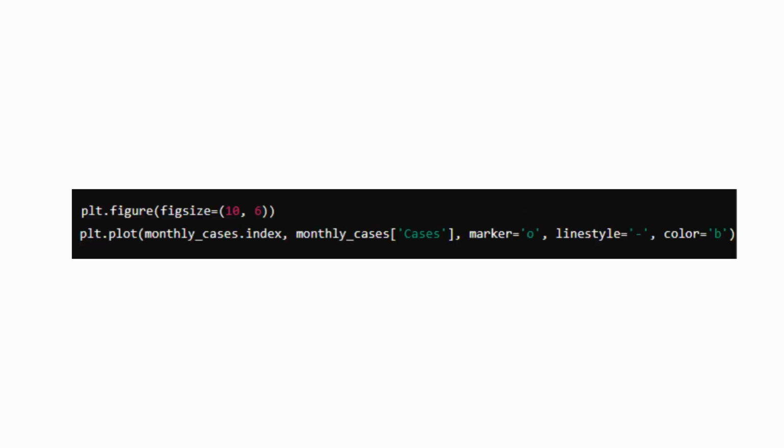First, we set up our figure size using plt.figure(figsize=(10, 6)) to make sure our chart is clear and readable. Then we plot our resampled data using plt.plot. We specify the x-axis as the date index and the y-axis as the number of cases. The marker='o' adds dots at each data point, and linestyle='--' connects these points with a line. We chose blue, color='b', for our line color.